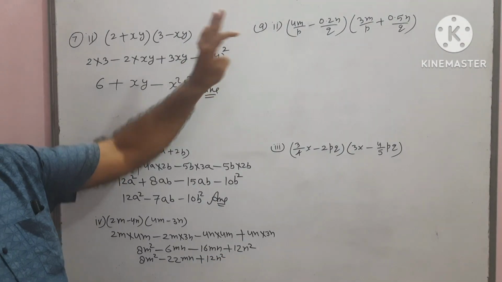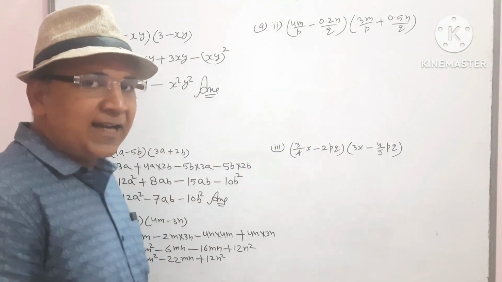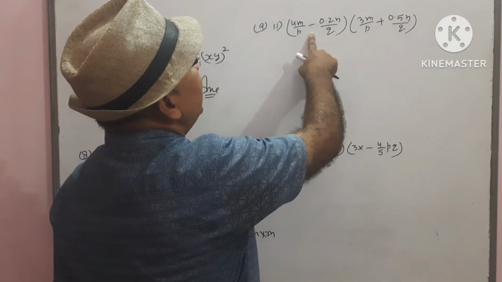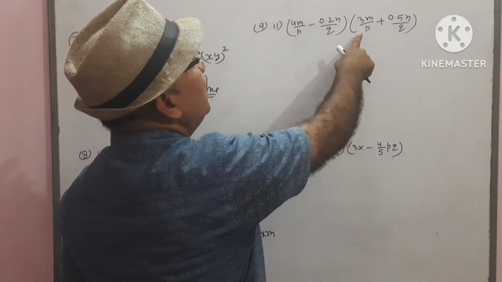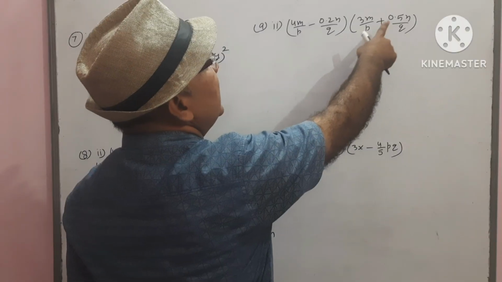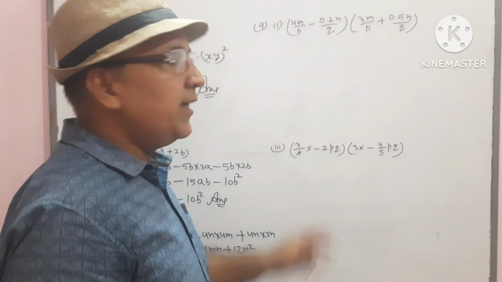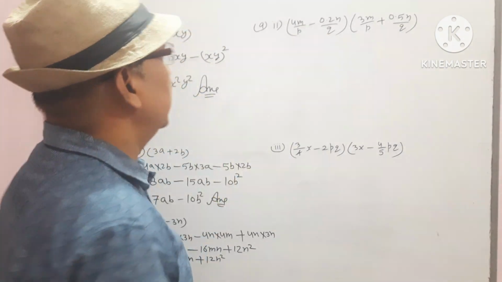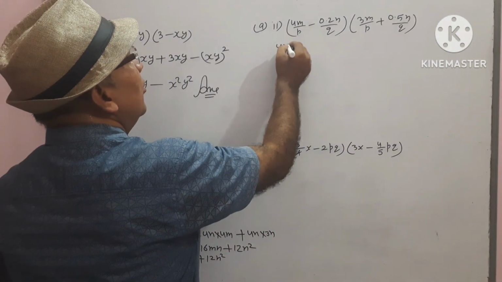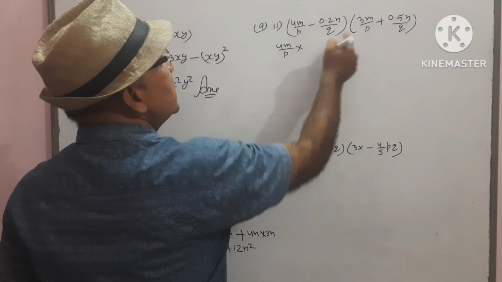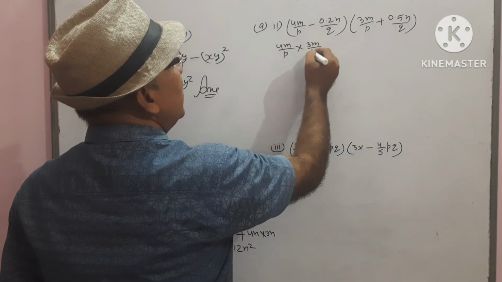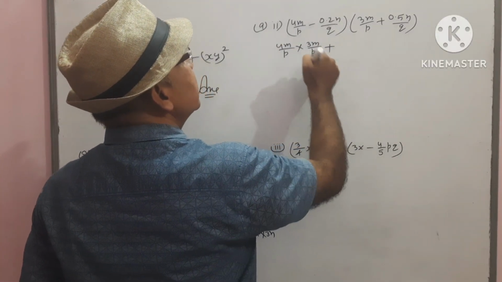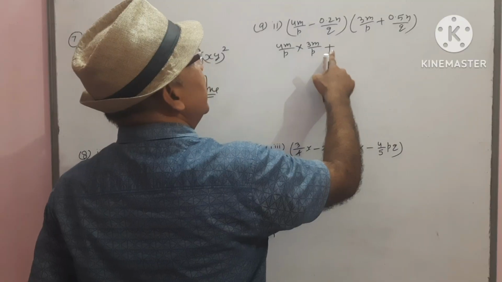Now see question number 9, second and third part. First part I have left for you. Okay. Now see. 4m upon p minus 0.2n upon q is multiplied with 3m upon p plus 0.5n upon q. Here no terms are similar. So again we will do it by simple multiplication method. How to multiply? 4m upon p is multiplied with 3m upon p. Then first term is multiplied with this, so we will write here plus, because plus into plus becomes plus.